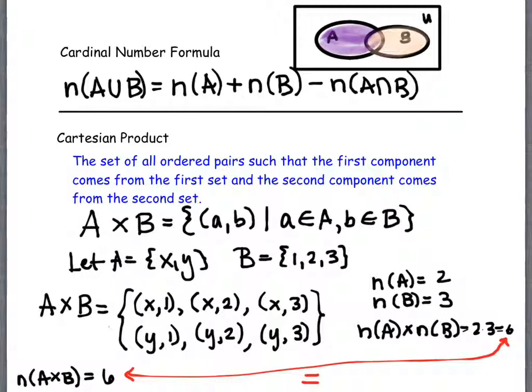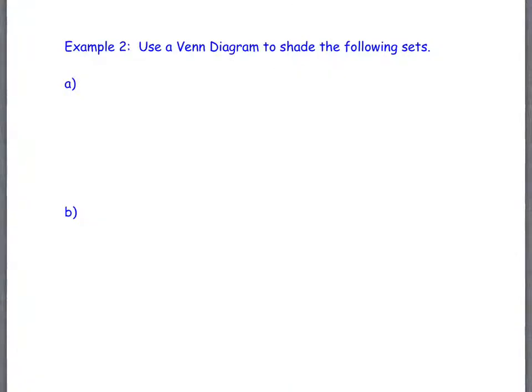We encountered the cardinal number formula, and we talked about the fact that when we count these items inside of set A and inside of set B, we double count the overlap in the middle, so we have to subtract it out one time to take care of that overlap. And we did the Cartesian product, which was ordered pair groupings from two different sets. So I think that brings us up to current, right? Okay.